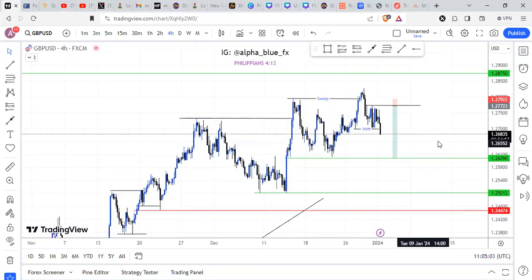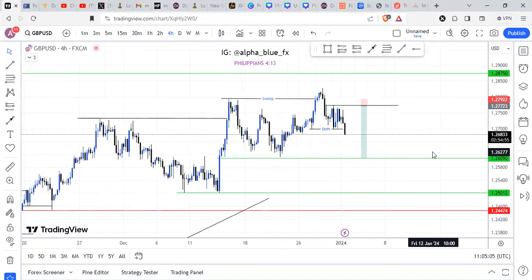Now, another thing that makes this more interesting to me is that we have a very huge imbalance down here. If you look to the left right here, we have a very strong imbalance down here. So it's making it more likely for price to want to come back down here to fill in this imbalance.